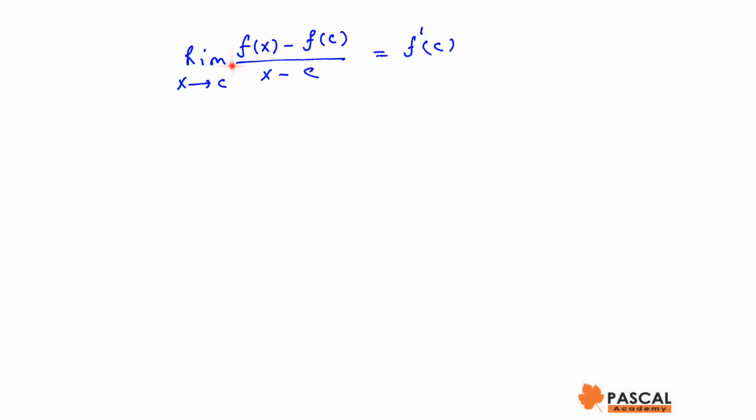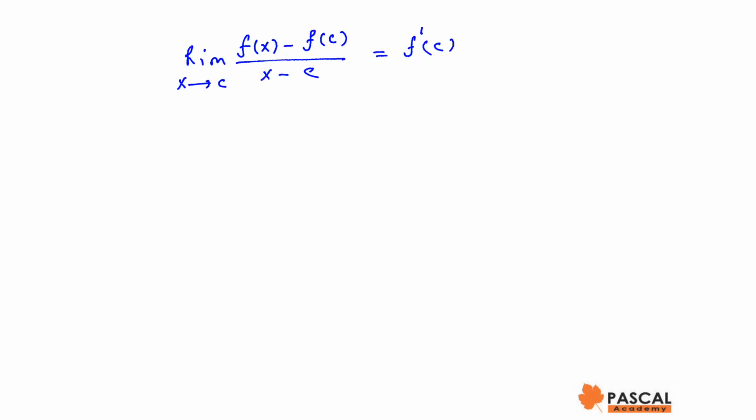One more time, the limit of f of x minus f of c divided by x minus c as x approaches c, which is the instantaneous rate of change of f of x at x equals c, is f prime of c, the derivative of function f at x equals c. Geometrically, it is the slope of the tangent line to the graph of y equals f of x at x equals c.